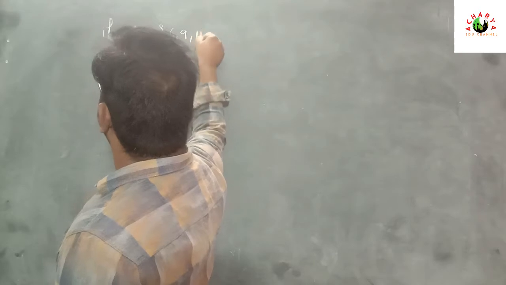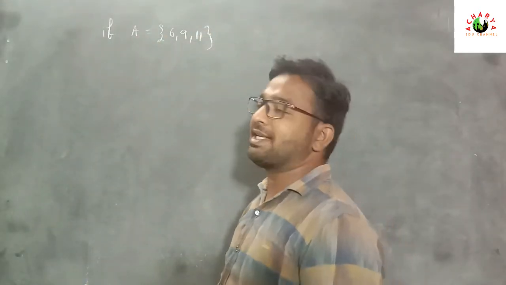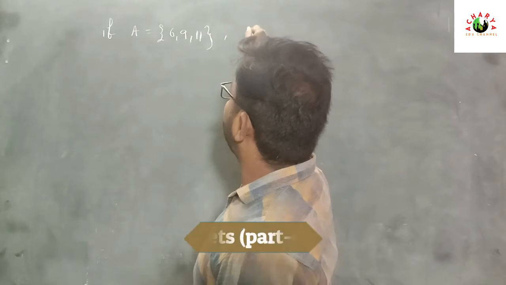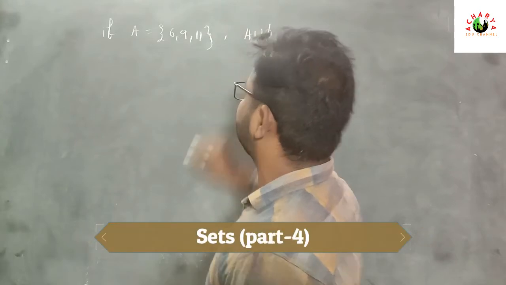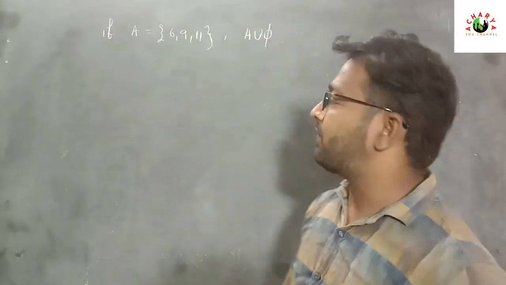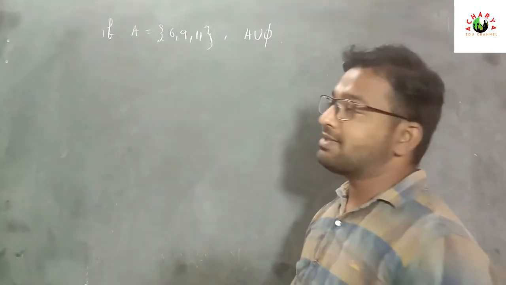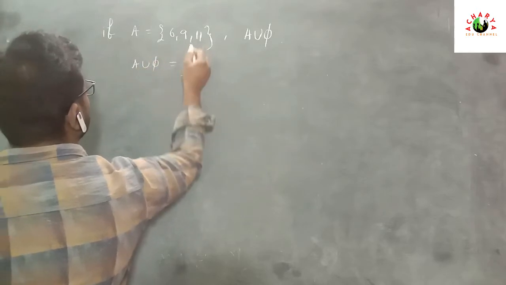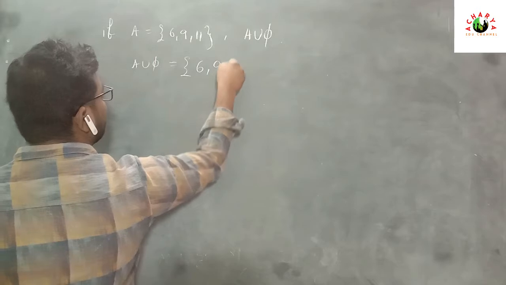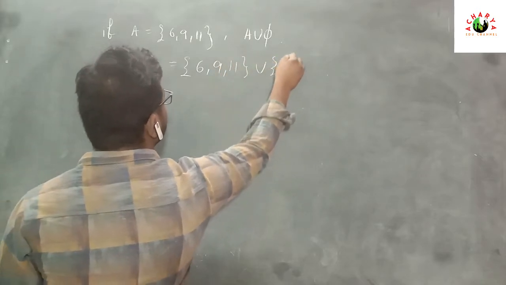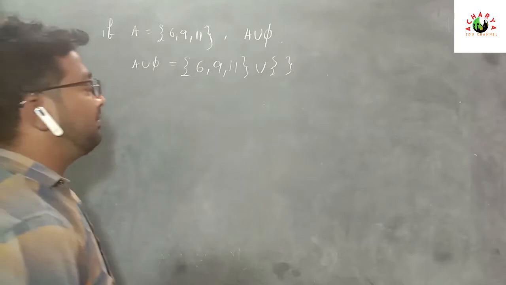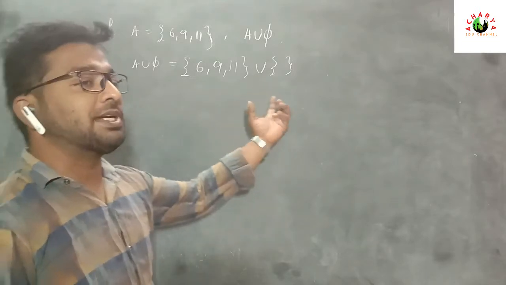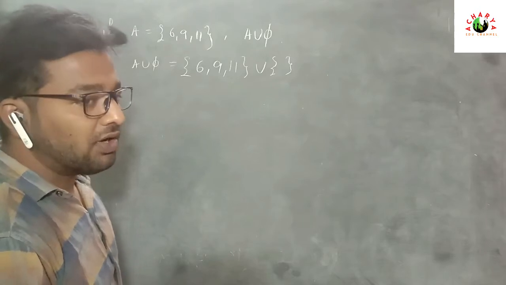Now we are going to do some problems. If A is equal to {6, 9, 11}, then find A union phi. Phi means what? Null set, or empty set, or void set. So A union phi equals: first write the elements of A, {6, 9, 11}, union phi, the empty set. Already we know the empty set is a subset of all sets.